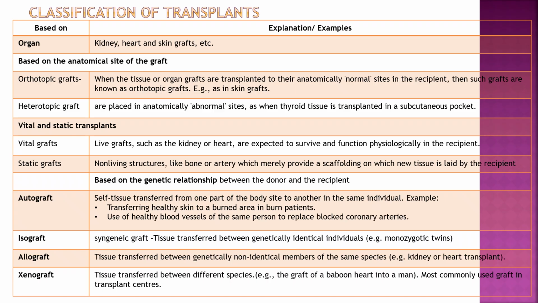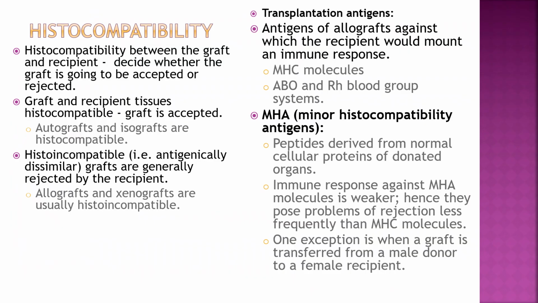Xenograft is tissue transferred between different species, for example a graft of a baboon heart into a man; allograft is the most commonly used graft in transplant centers. Histocompatibility between graft and recipient decides whether the graft is going to be accepted or rejected. If they are histocompatible, the graft is accepted, for example autograft and isograft. If they are genetically and antigenically different, they are rejected, for example allograft and xenograft.